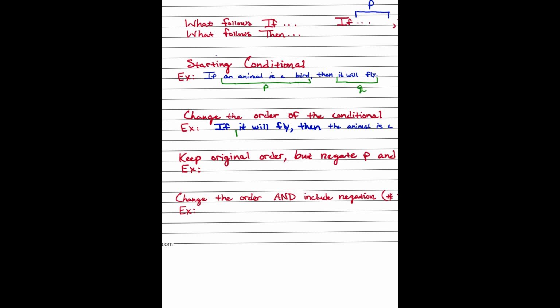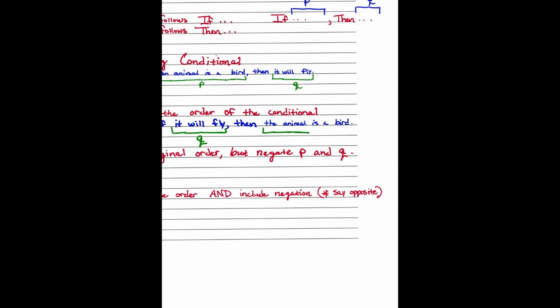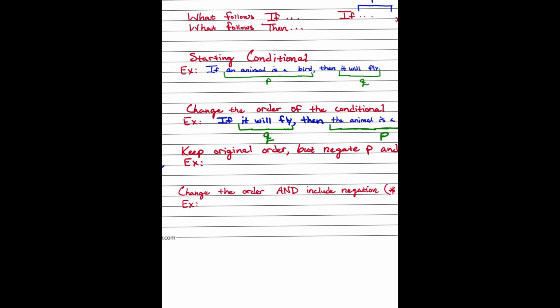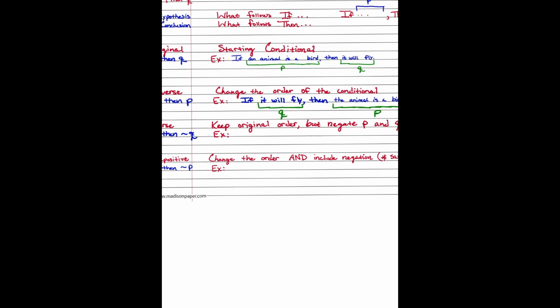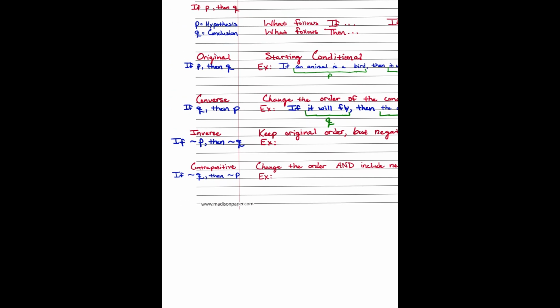We're going to say the statement after the word if is now the conclusion based on the original conditional. And now the animal is a bird is now your hypothesis. So we're just flipping the order of the P and the Q. Okay, so that's what we call a converse. The next one we're going to talk about is what's called the inverse.